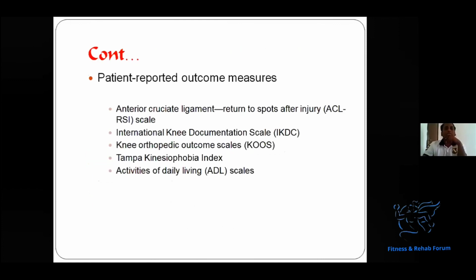Continuing with outcomes, there are so many scales. They are more subjective, from the players: the ACL Return to Sport after Injury scale, the International Knee Documentation Committee scale (IKDC), KOOS, the Tampa Scale of Kinesiophobia, and Activities of Daily Living. These are more subjective; there will be questionnaires where you ask the patient to rate 0 to 10, or sometimes 0 to 100. So you get numbers, and we have to present these outcomes to the surgeon.